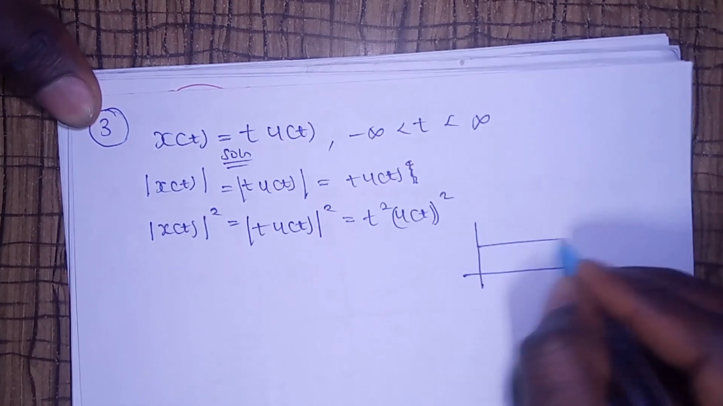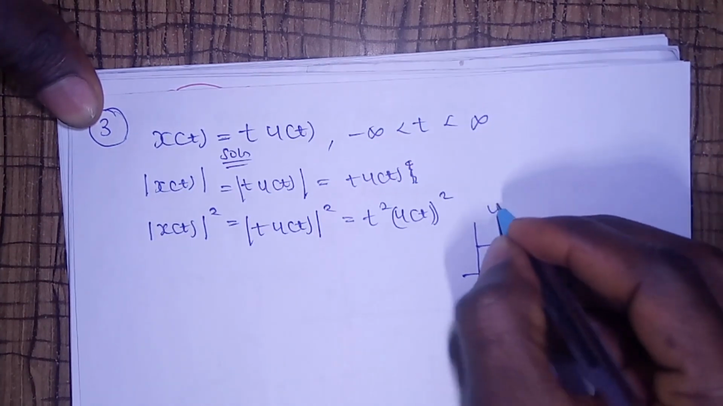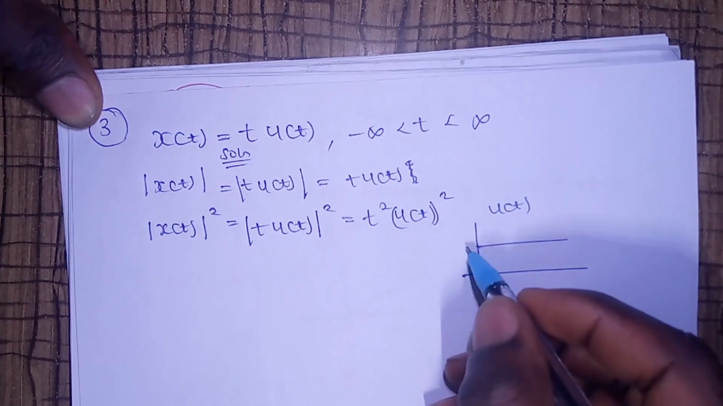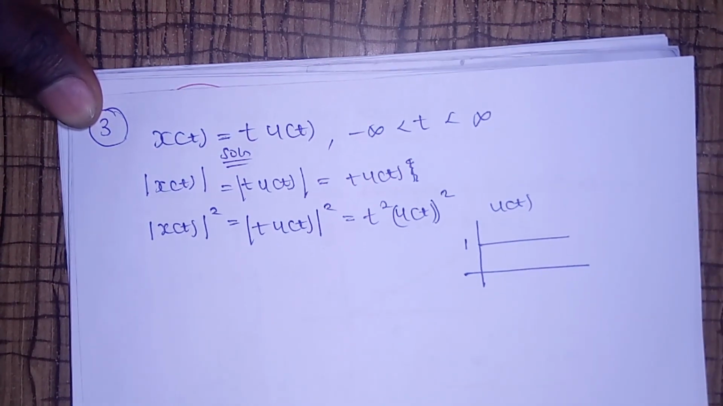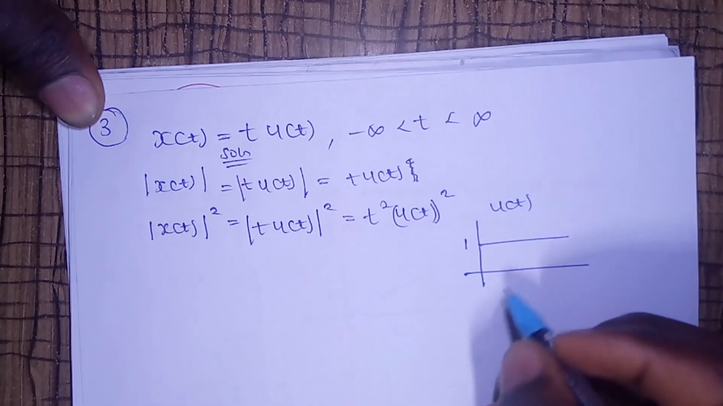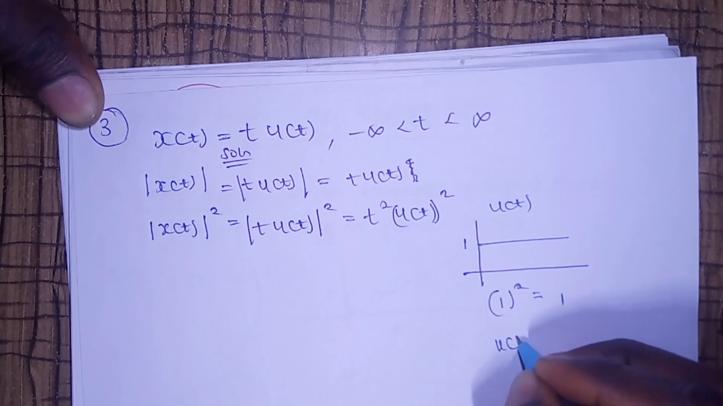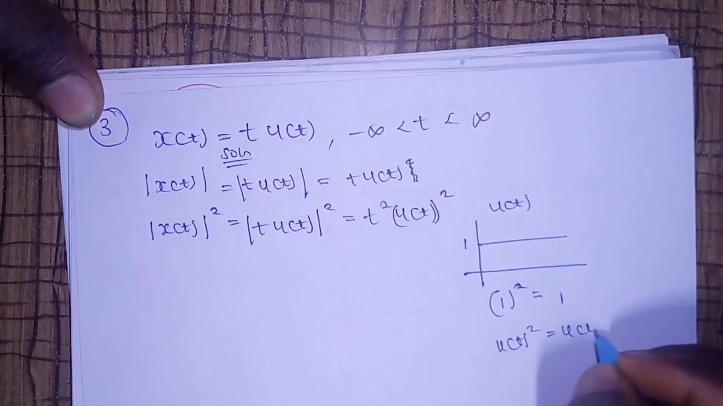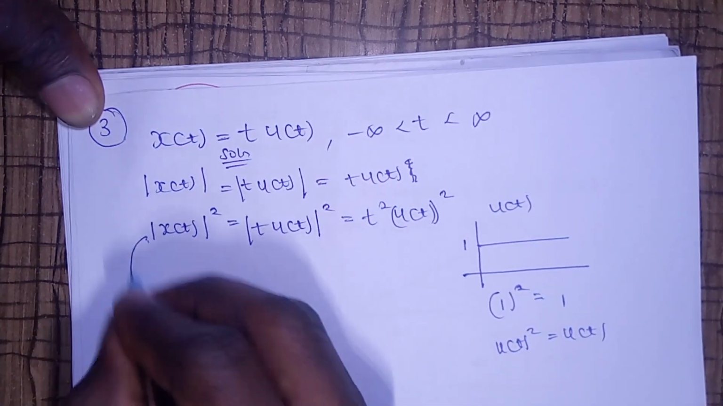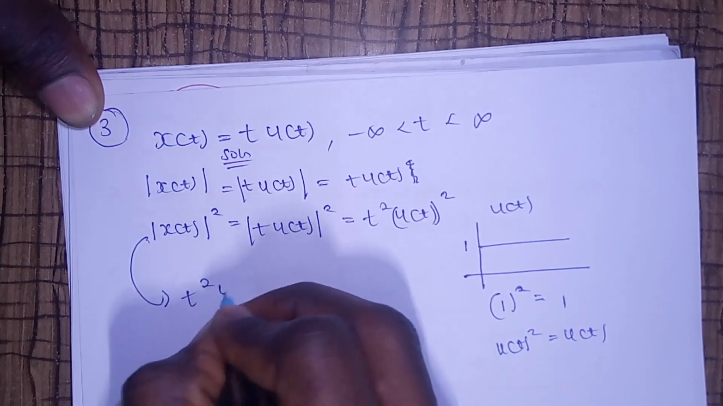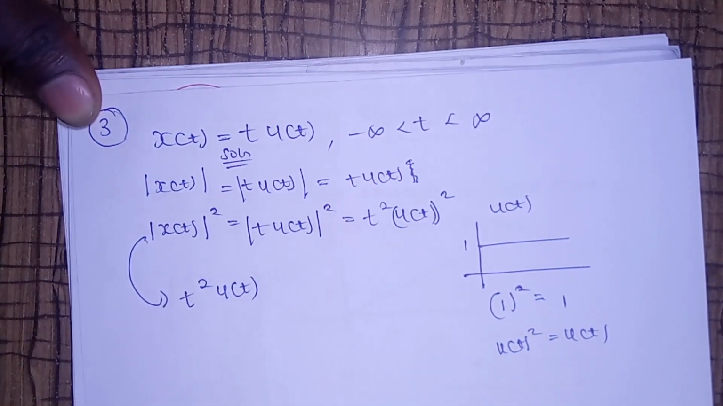Now, remember that u of t squared, this is u of t. We discussed this kind of signal. u of t is a step function, and it has a value of 1. So since u of t is a step function with a value of 1, if you square 1, it's still going to give you 1. So u of t squared is the same thing as u of t. Definitely this results in t squared u of t.